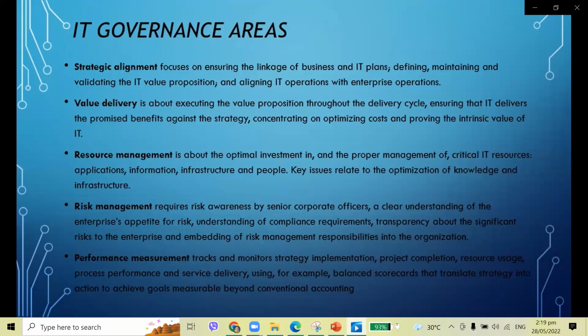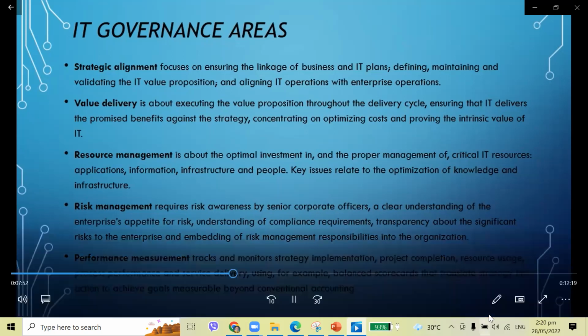Next is risk management. It requires risk awareness by senior corporate officers, a clear understanding of the enterprise's appetite for risk, understanding of compliance requirements, transparency about the significant risks to the enterprise, and embedding of risk management responsibilities into the organization. Then performance measurement. It tracks and monitors strategy implementation, project completion, resource usage, process performance, and service delivery, using, for example, balanced scorecards that translate strategy into action to achieve goals measurable beyond conventional accounting.